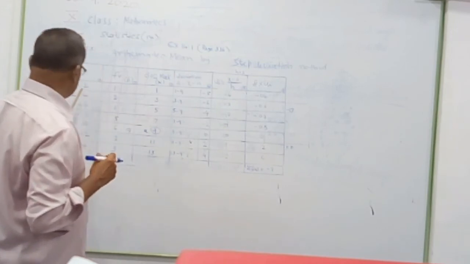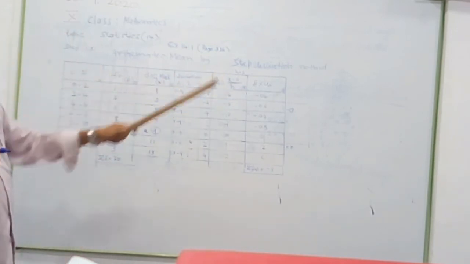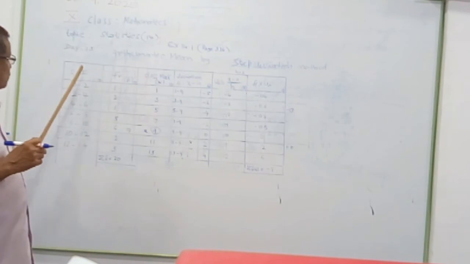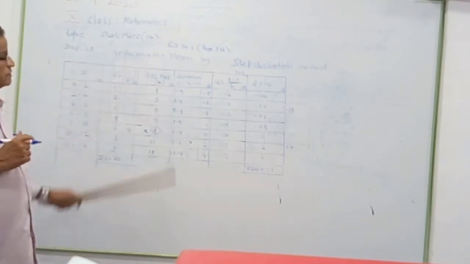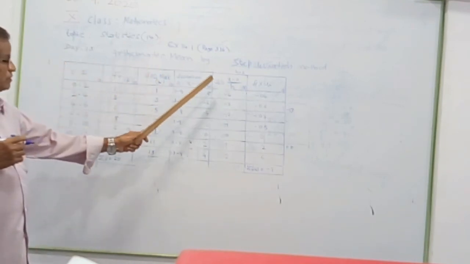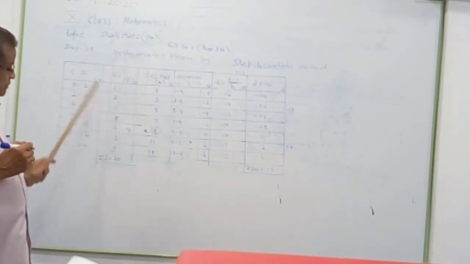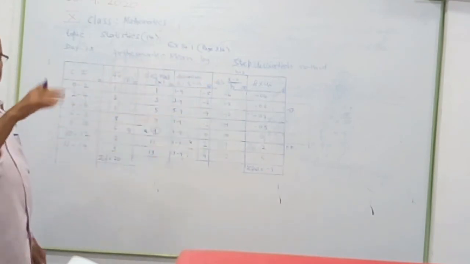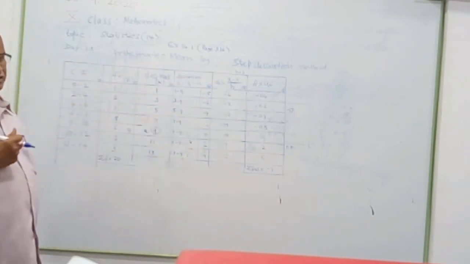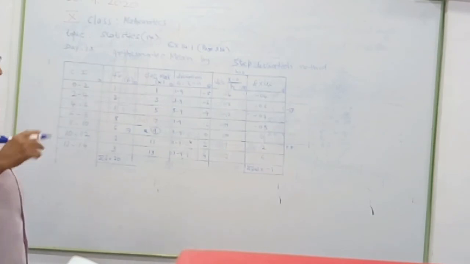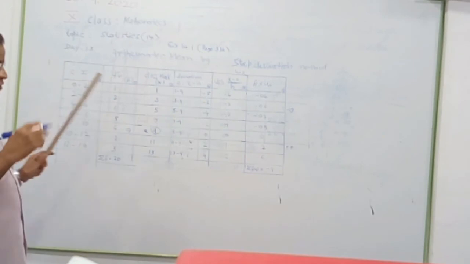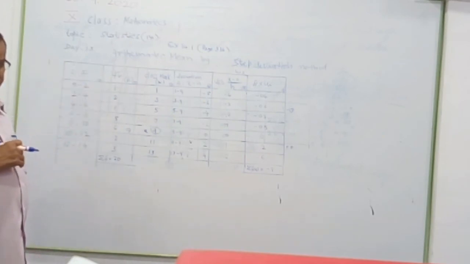Now, there are 6 columns. For direct method, 4 columns. Deviation method, 5 columns. Step deviation method, 6 columns. Like that you will draw tables. So in exam they will ask only one method. So you need not do 3 methods.